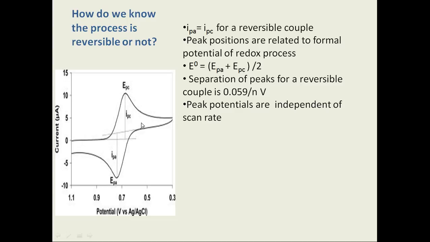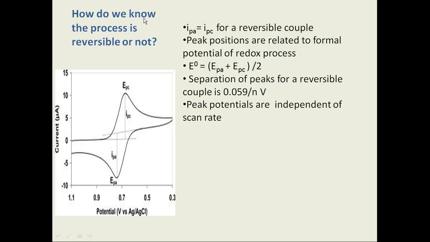So how do we know the process is reversible or not? Here, if this is EPC and here the potential is decreasing, here is reduction, and after that oxidation of that reduced species. EPC is the potential of the peak cathodic current.